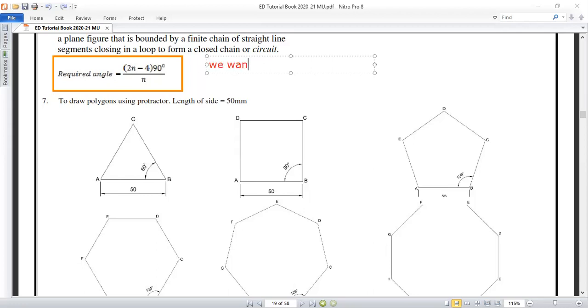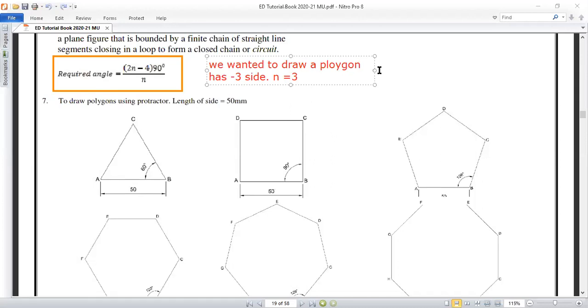We want to draw a polygon which has 3 sides. If it has 3 sides, then we can say that n is equal to 3. So put n is equal to 3 in this equation.